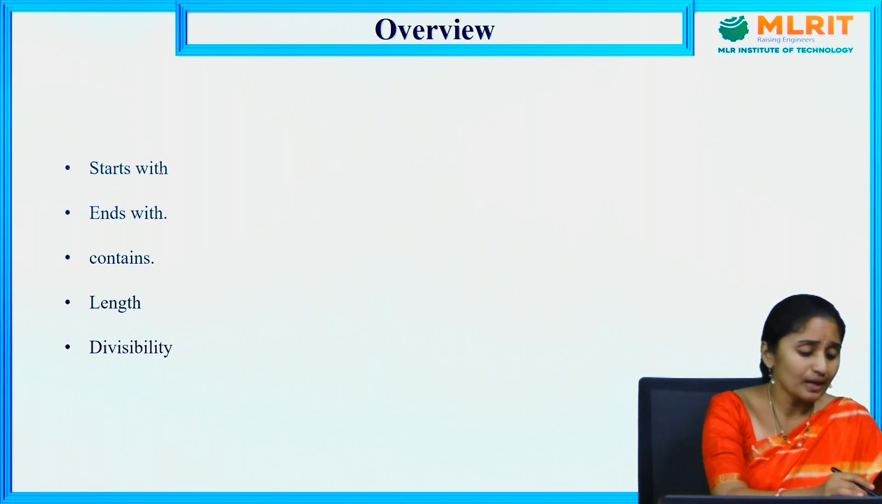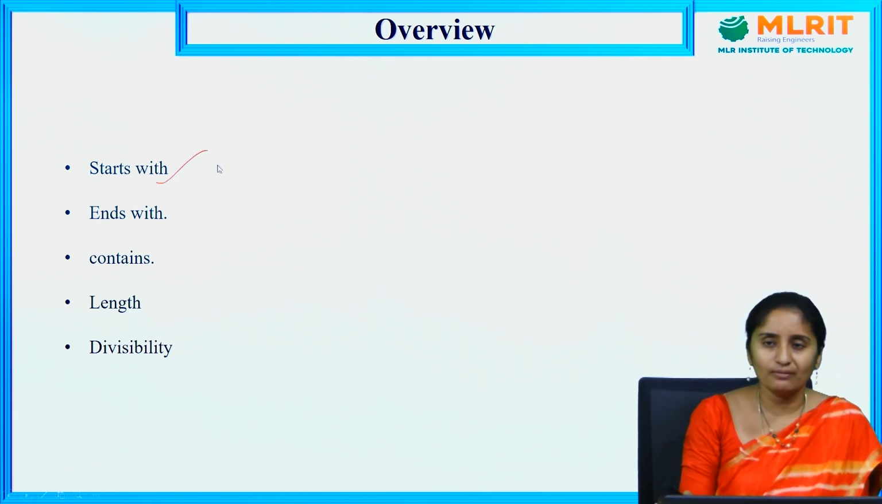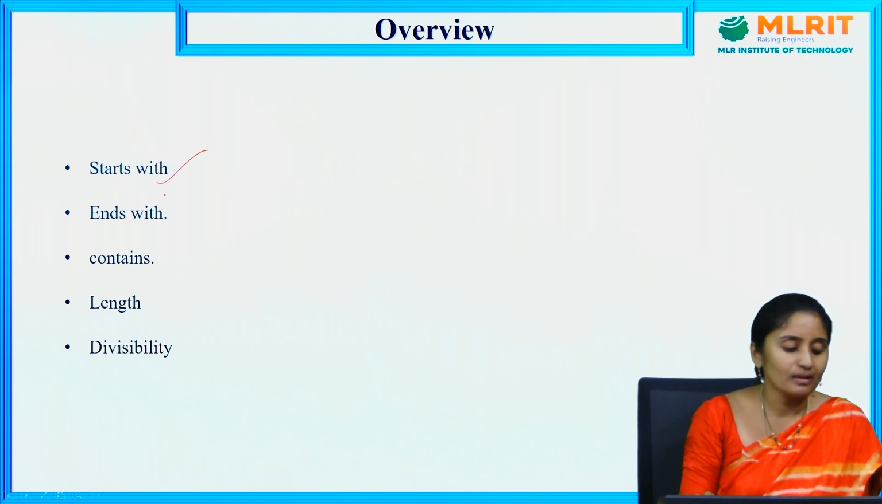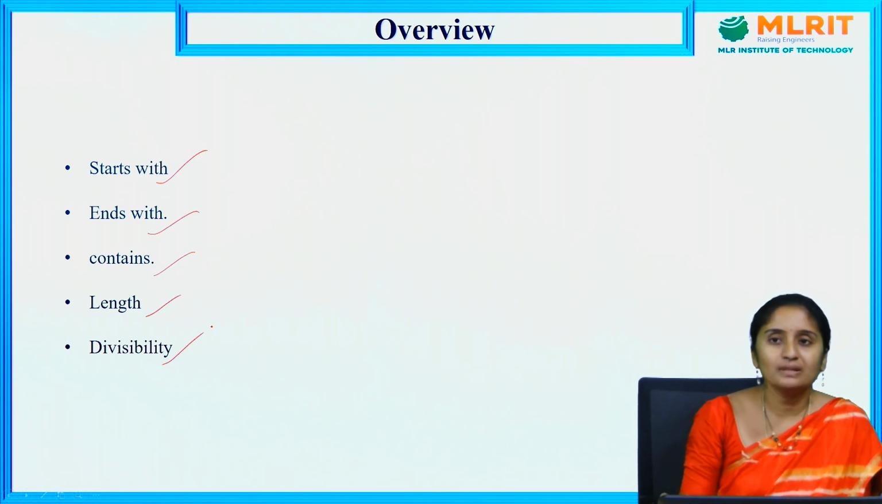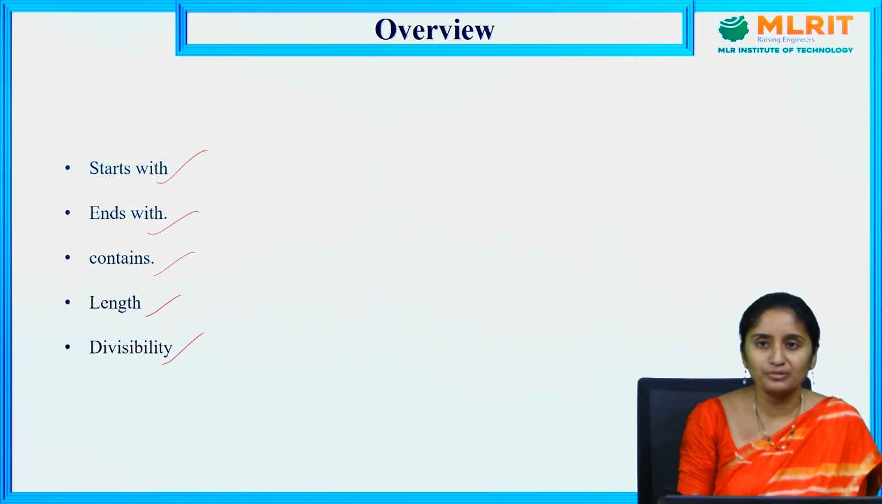There are different types of examples we have on DFA: starts with, ends with, contains, length, and divisibility. These are the different types of examples we are going to see.